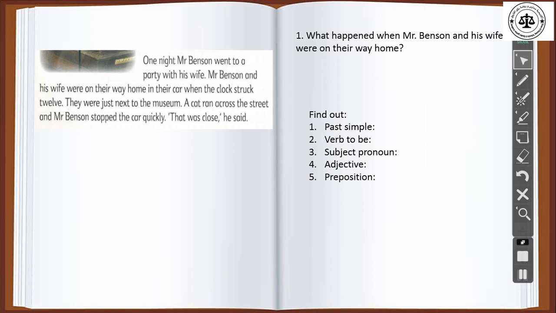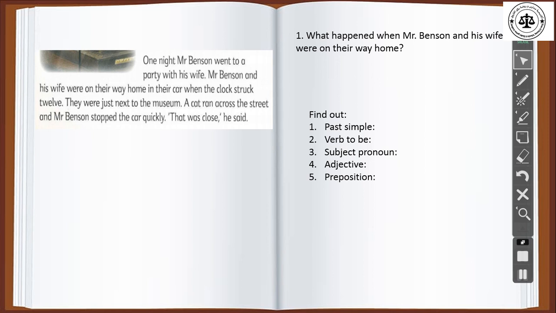One night, Mr. Benson went to a party with his wife. Mr. Benson and his wife were on their way home in their car when the clock struck 12. They were just next to the museum. A cat ran across the street, and Mr. Benson stopped the car quickly. That was close, he said.